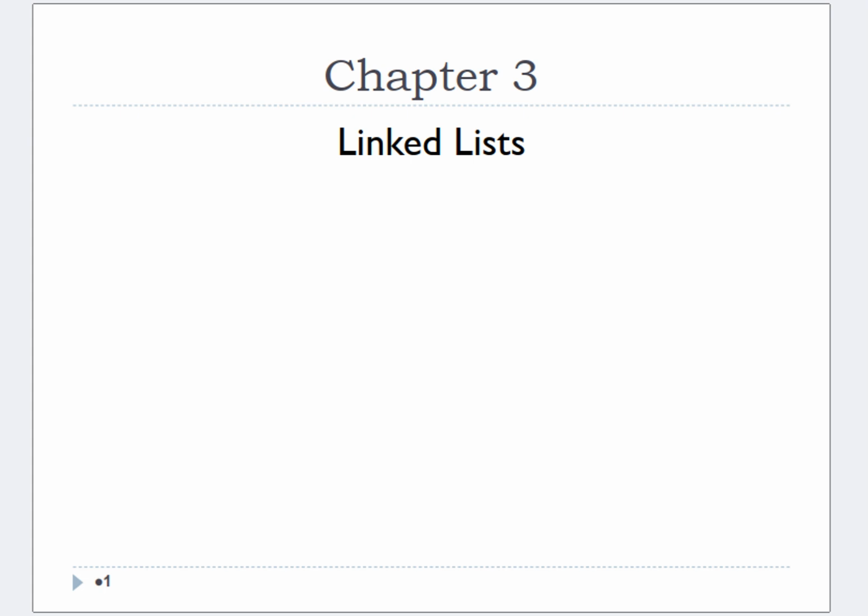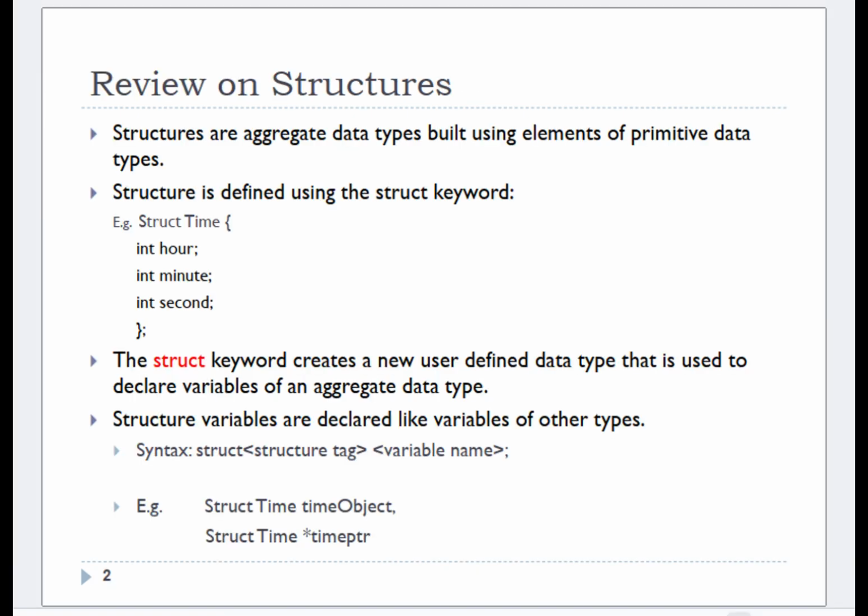Chapter 3: Linked Lists. 1. Review on structures. Structures are aggregate data types built using elements of primitive data types. A structure is defined using the struct keyword, e.g., struct time { int hour; int minute; int second; }. The struct keyword creates a new user-defined data type that is used to declare variables of an aggregate data type.